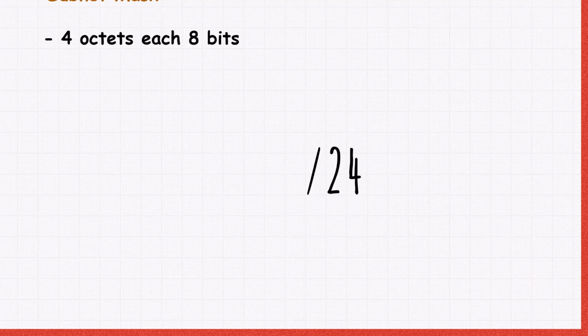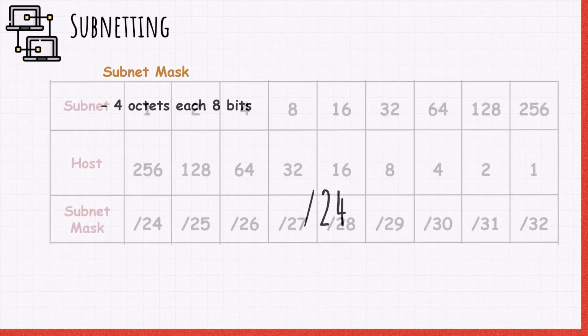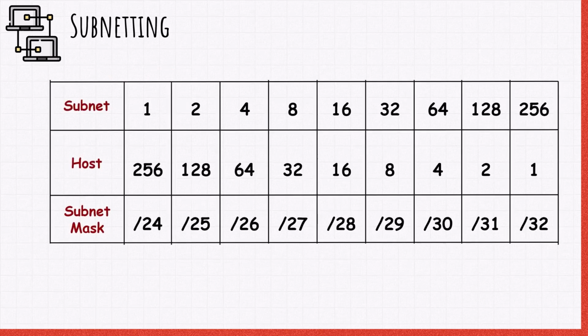And before you ask any questions, I have a table ready that you can follow along to figure out the subnet mask notation. So the table looks like this. We have 3 rows, which are subnet, host, and subnet mask, and we have several columns depending on how many subnets there are. So if there are, for example, 2 subnets inside of a network, each of those subnets will have a maximum of 128 hosts. And the notation for those 2 subnets would be /25.